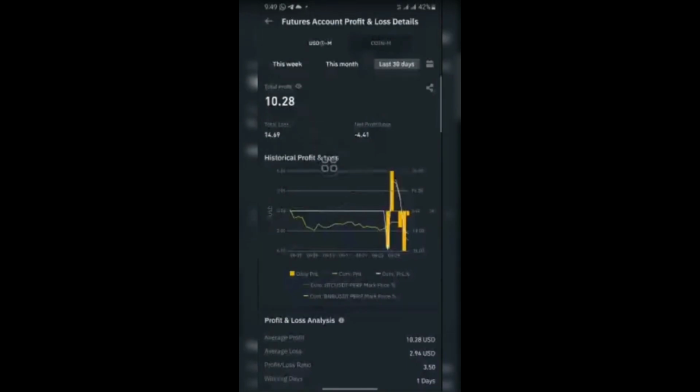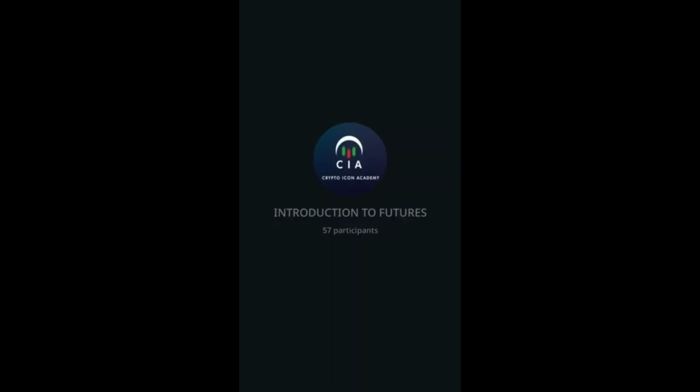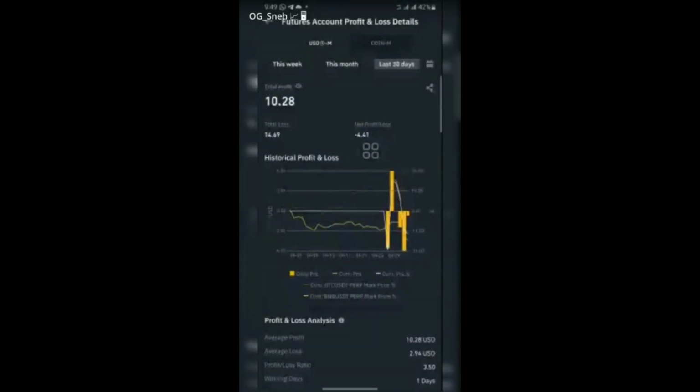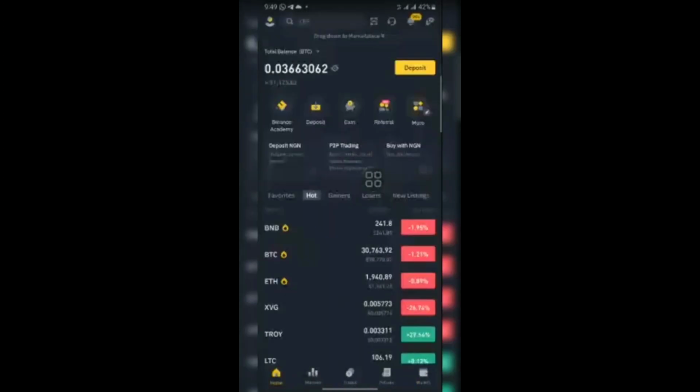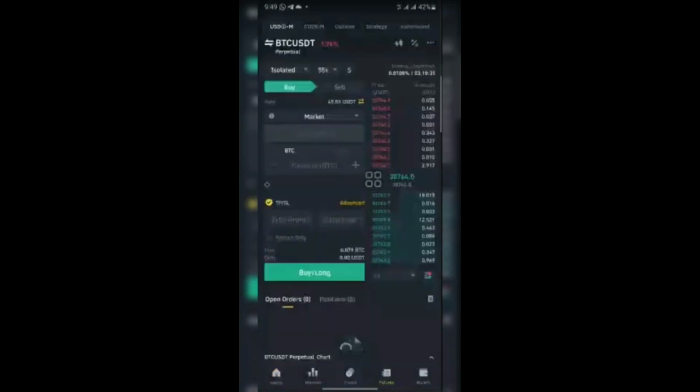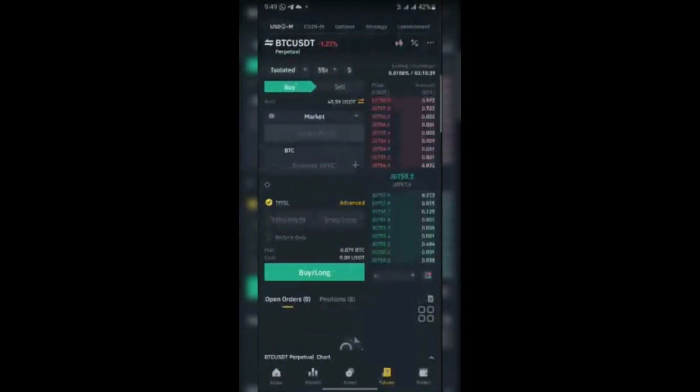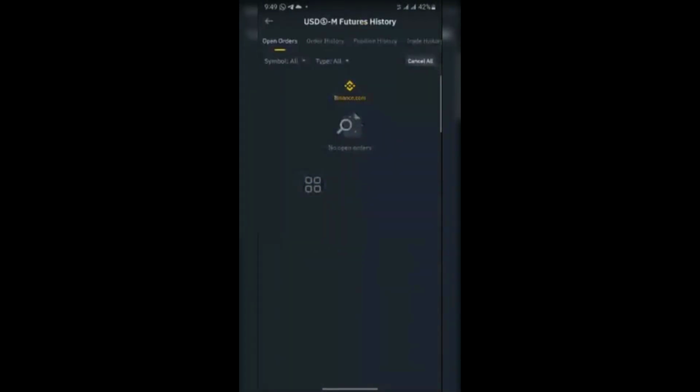So you can see this one, minus 4.41. This is where you check your losses. Let's come back to these features. So come here, this place. I think I didn't show you this one that looks like a file. Click on it. So open orders, order history, position history, trade history. Click on trade history.